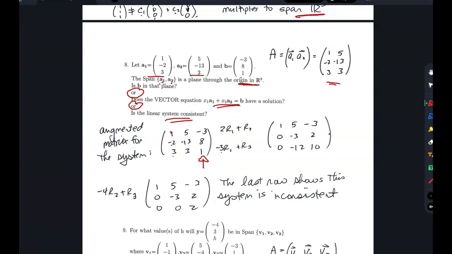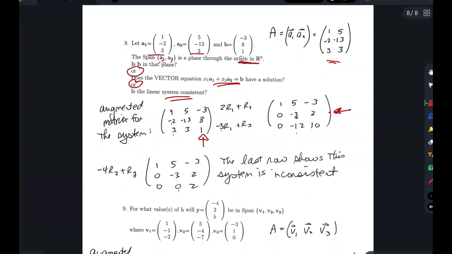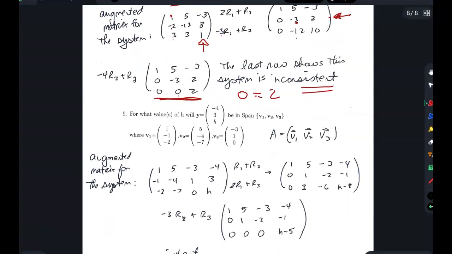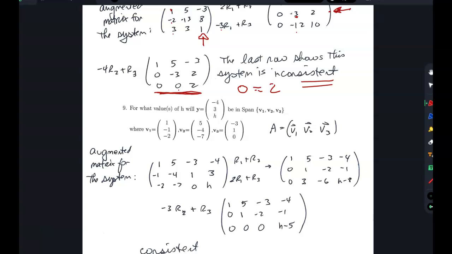I get to this. Now, before I do any dividing, it would be wise to think about multiplying row 2 by 4 and adding it to row 3. And that gives me a 0 here. Then I don't need to go any further because I see that this last row says 0 equals 2. That means it's inconsistent.